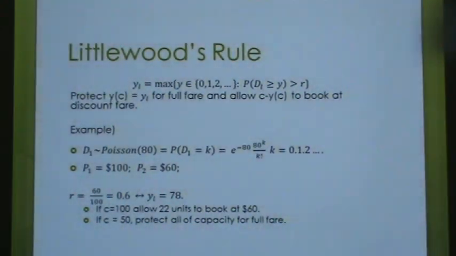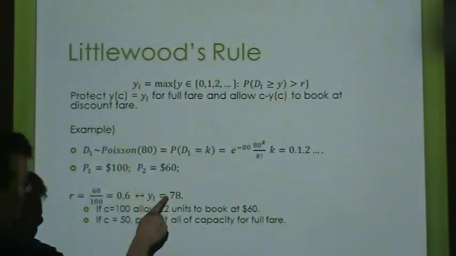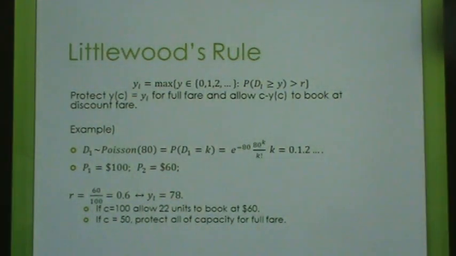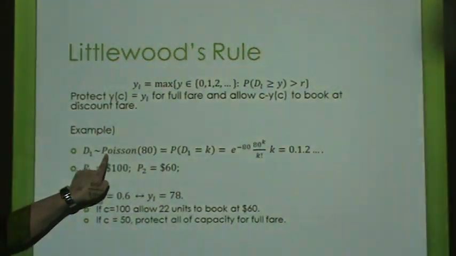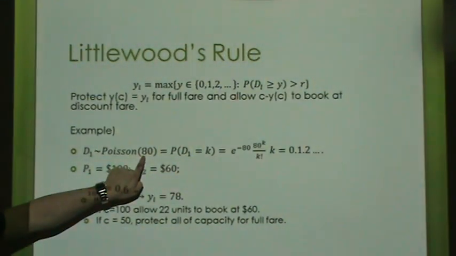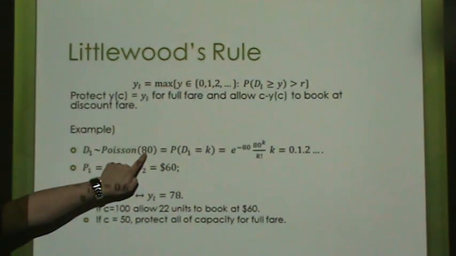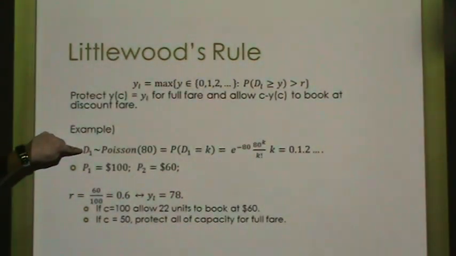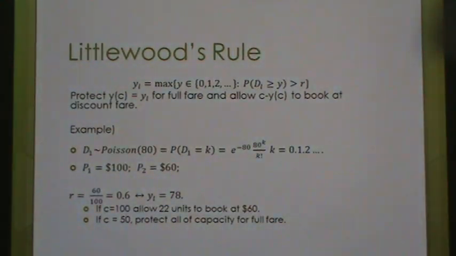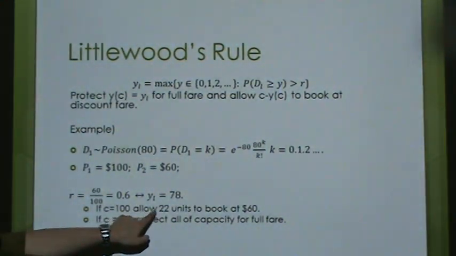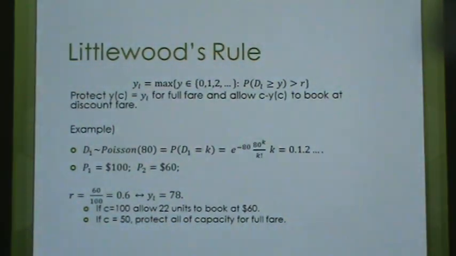For the value of 78, up to the value of 78, it would make sense for us to take the money from the lower paying one and then stop. So the best value for y ends up being 78. With the Poisson distribution and an observed past average of 80, this is what we expect for the higher price demand, and then we would use a y of 78. So if the capacity of the plane was 100, we would allow 22 units to book.